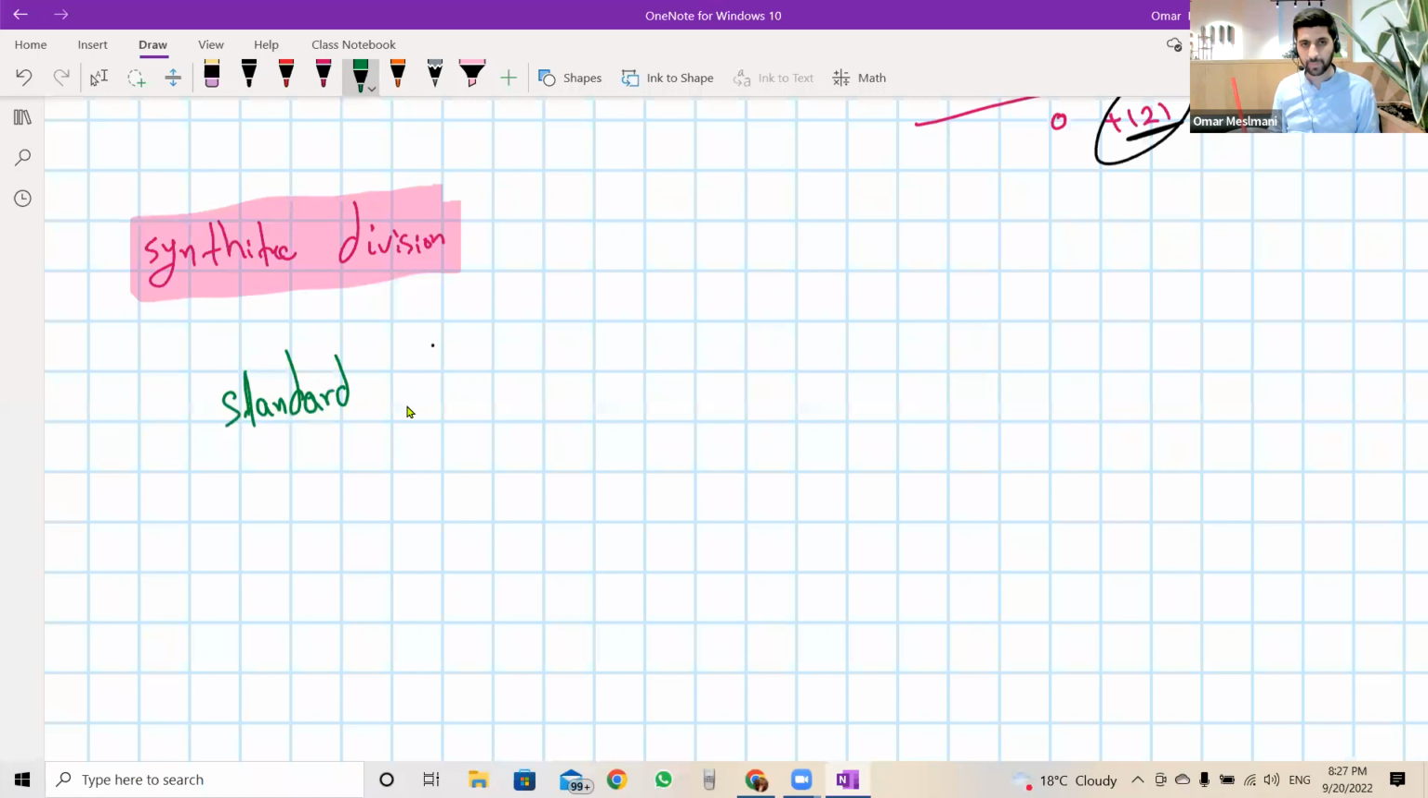Plus 0x cube plus 0. Yes, exactly. Standard form of a polynomial. Right. What is the standard form of a polynomial? What is it basically? What is the standard form of a polynomial? x squared plus x plus number.